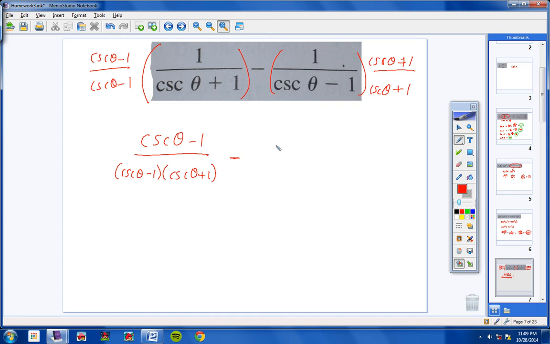What I'm going to have in the end, students, is a common denominator. So 1 times this would be cosecant plus 1 over cosecant. Well, actually, it'd be this right here. I'm going to save some time. Hopefully, it won't backfire on me.